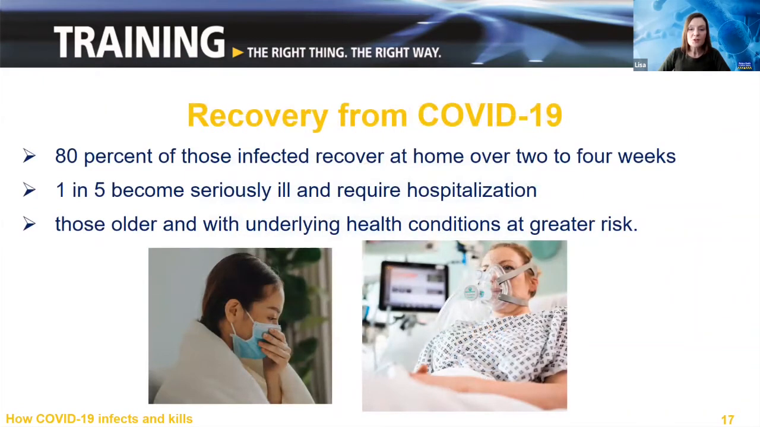Approximately 80% of individuals confirmed to have the disease recover at home. However, 1 in every 5 can become seriously ill and require medical care. Those who are older and with underlying health conditions like high blood pressure, heart and lung problems, diabetes, or cancer are at higher risk of developing severe forms of the symptoms, which can lead to death. This is exactly what happened to thousands of elderly and vulnerable residents in long-term care homes in Ontario.